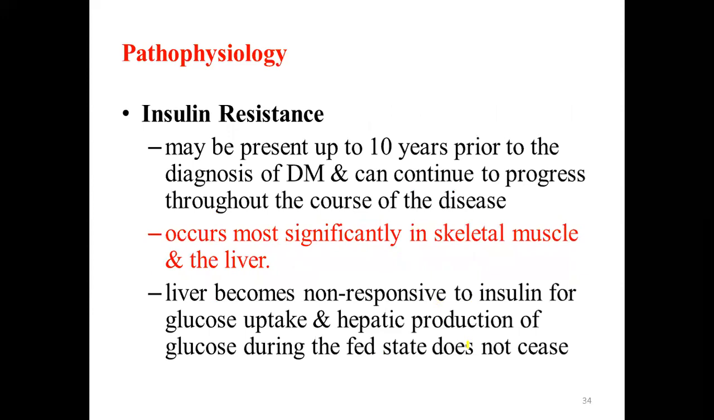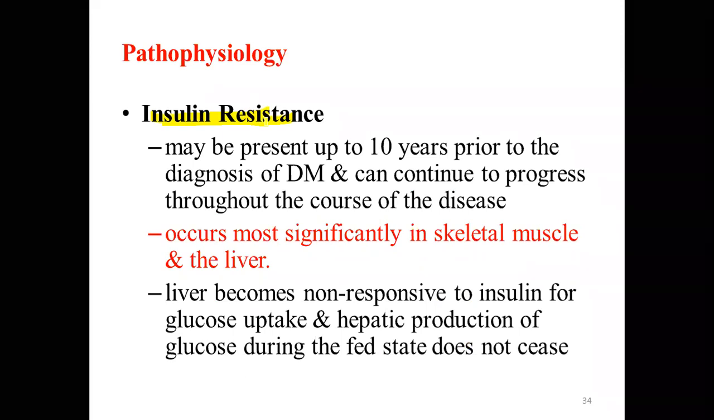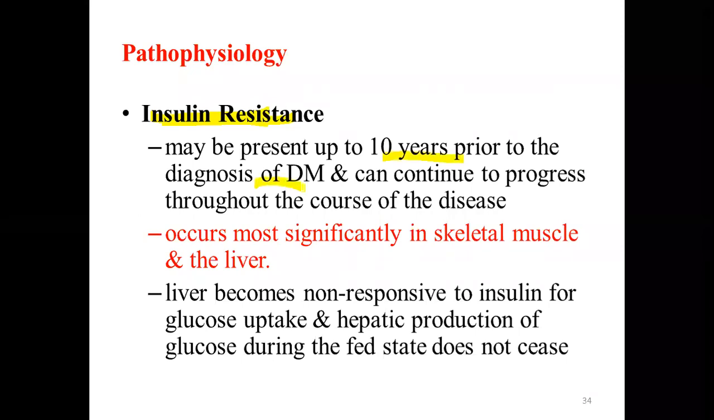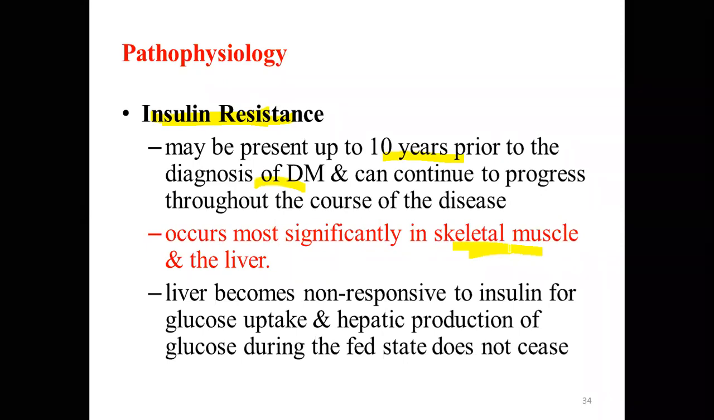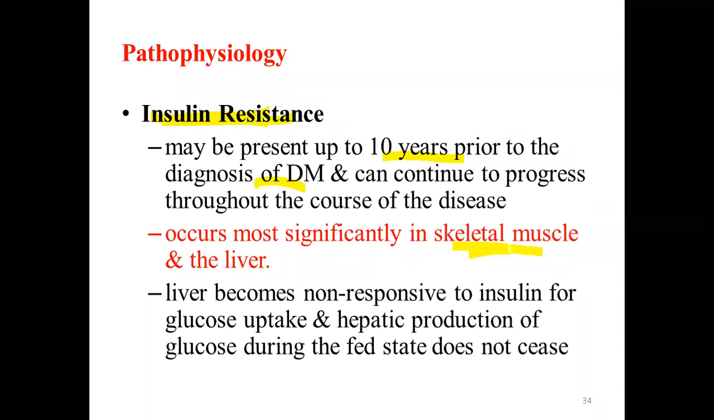Then the other parameter that should come into the pathophysiology of this condition is insulin resistance. Remember, insulin resistance may be present up to 20 years prior to the diagnosis of DM. This is why type 2 DM is really very silent, and most patients are asymptomatic until there is a significant derangement in the beta cell function. It can continue to progress throughout the course of the disease. Mostly it occurs in the skeletal muscle and the liver. Those are the major organs that depend on insulin to work, especially to regulate the sugar level.